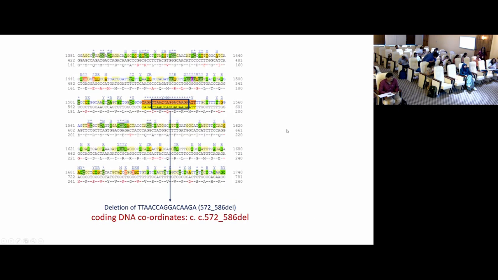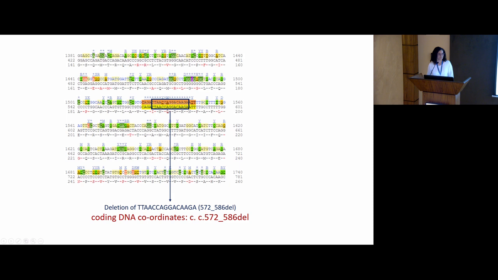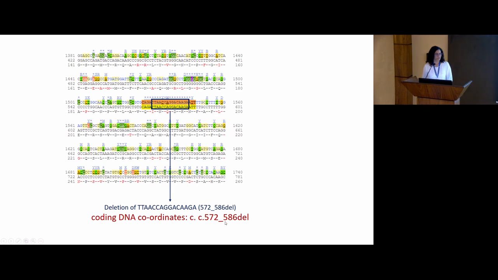Okay, so we'll just quickly go through the cDNA coordinates. We saw what was the sequence that is deleted. We mapped it on Ensembl to this particular position, 572 to 586 deletion. No more twists here, right?